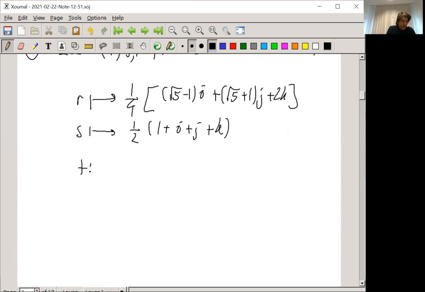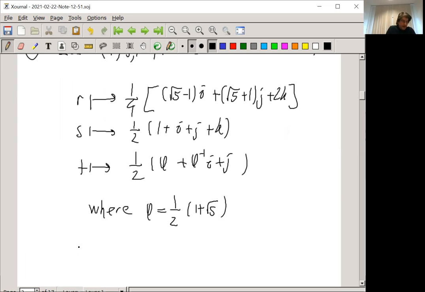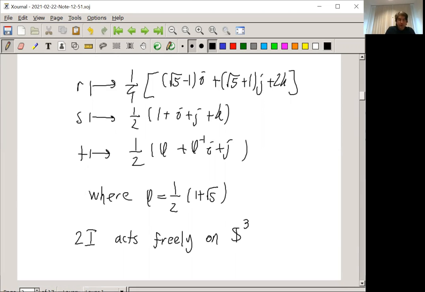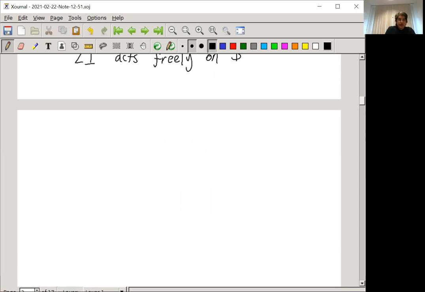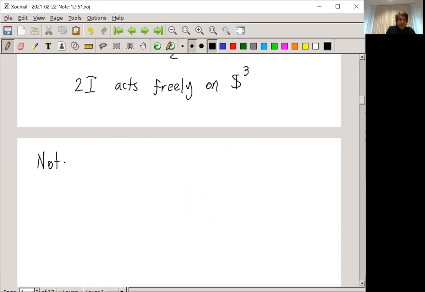And T is 1 over 2 times the sum of 1, I, J and K, and B is 1 over 2 times 1 plus the square root of 5. Then the binary icosahedral group acts freely on S3, for example. And as you know, when you quotient out S3 by the binary icosahedral group, you get the Poincare homology sphere.